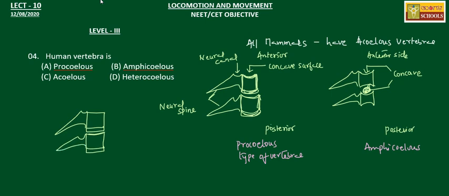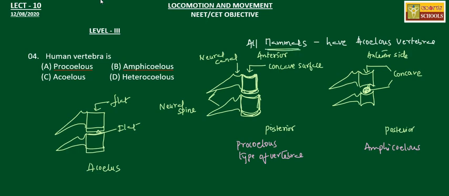So you will see like this. No concave surface, so on both sides it is flat. Here also, on this side also it is flat, so then it is called acoelous. And I told that this acoelous you will see in almost all mammals.